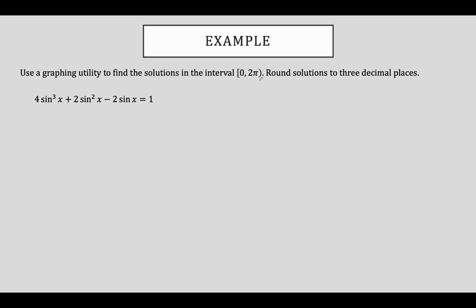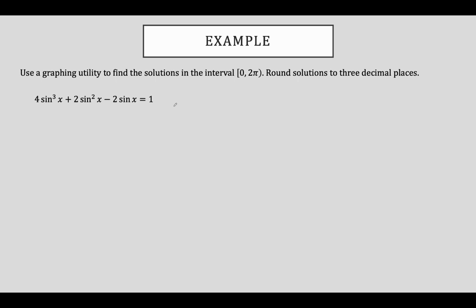So yes, our calculator can be used to find solutions to trig equations. The only thing we don't love about it is that it gives us decimal approximations as opposed to exact answers like we get when we are able to use our unit circle. All right, so here's an equation. We have 4 sine cubed x plus 2 sine squared x minus 2 sine x is equal to 1.